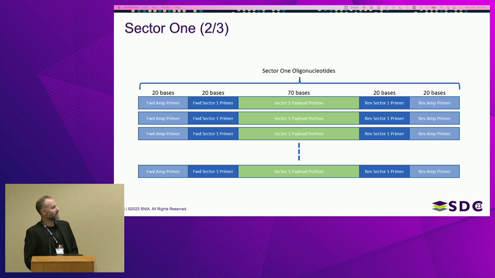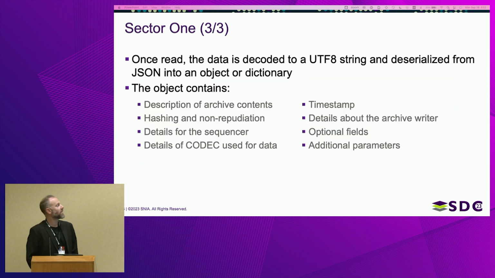And then we read all those oligos, and they contain all the ECC information and the codec information in order to rebuild sector 1. So here you see what we write over there. We can give details on how to sequence it, the codec, timestamp, some optional fields, and who wrote it. And this is what we did in sector 1.